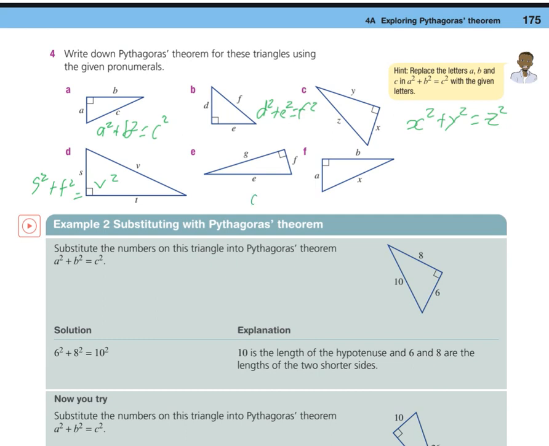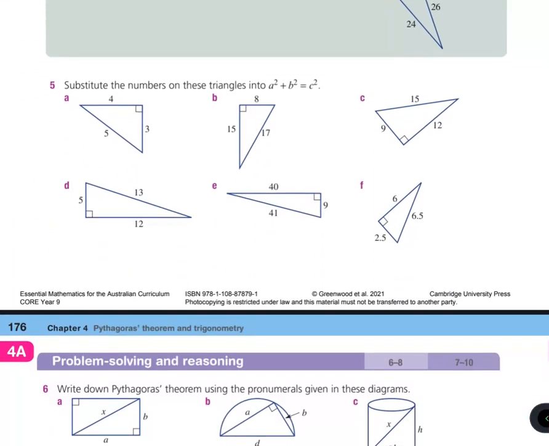This one is f squared plus g squared equals e squared. And the last one will be a squared plus b squared equals x squared. So again, the hypotenuse is the last one we mentioned. It's always going to be opposite the right angle, opposite the square. Okay, keeping on going.